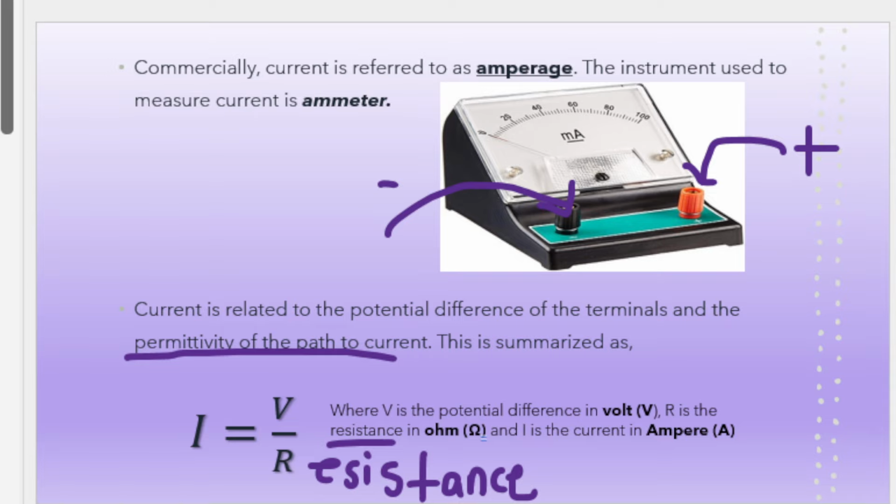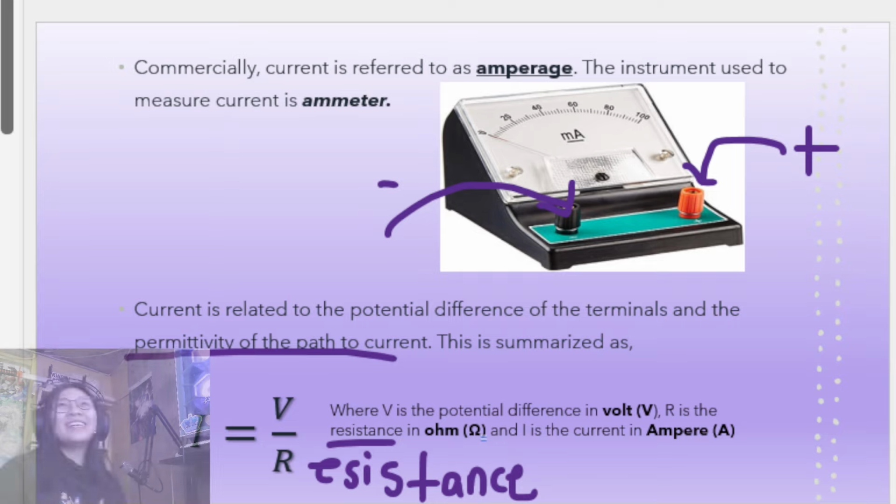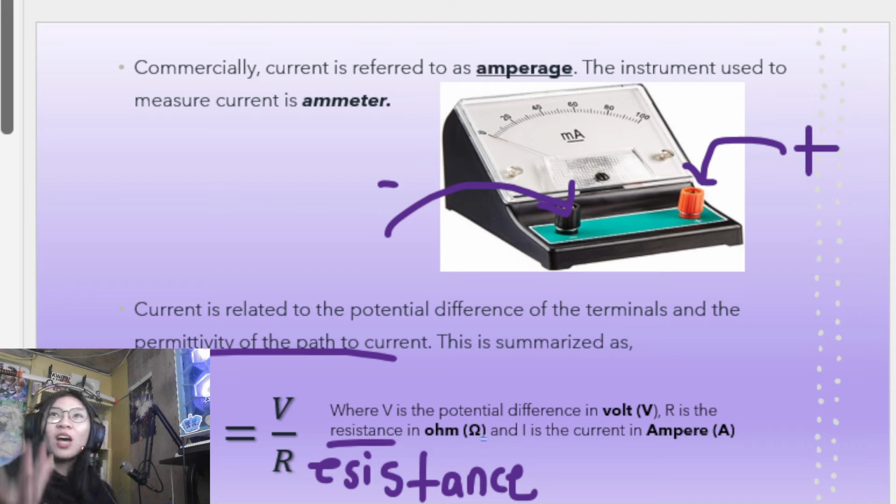Okay. Now, do you know this saying, it is not the voltage that will kill you, but the current? Anyway, the physics saying is that it is not the current that will kill you, but it's actually voltage. So if you have listened to my discussion in the classroom, you know what this is about.